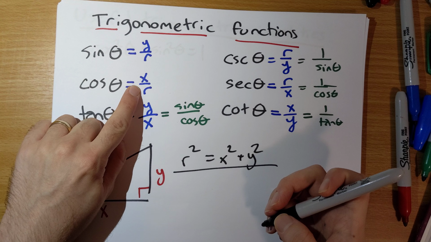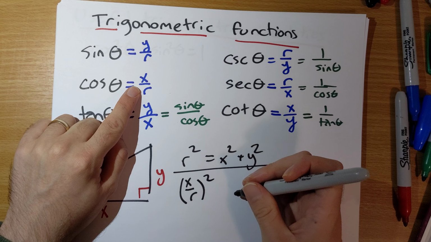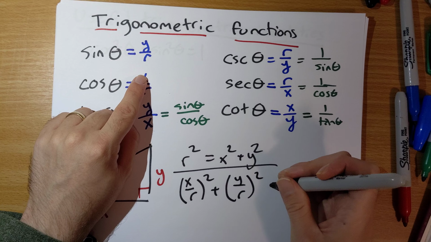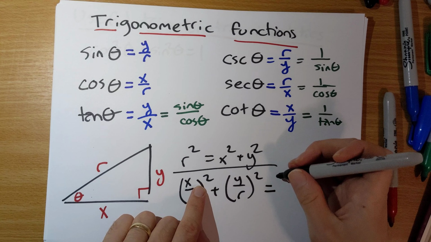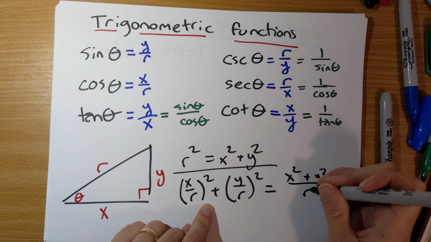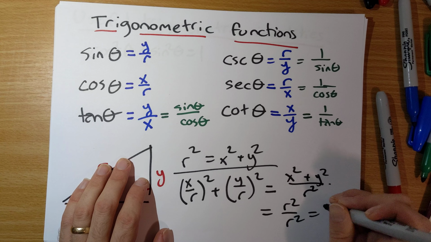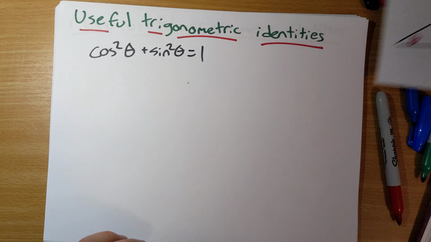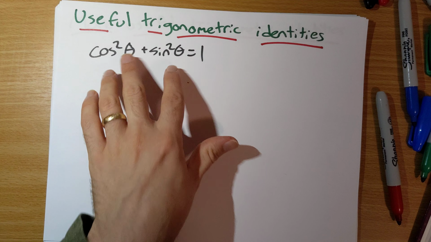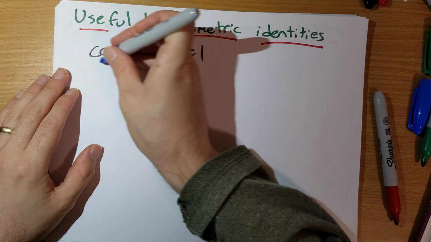So cosine theta squared is x over r squared plus sine theta squared is y over r squared. And that's going to be x squared over r squared plus y squared over r squared. But x squared plus y squared over r squared is equal to r squared over r squared, and so that's just 1. So this is our most useful trigonometric identity. There's 2 more that are like this, and you can derive the 2 additional ones.